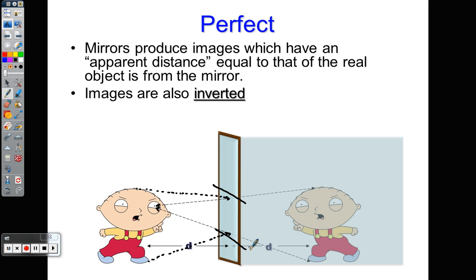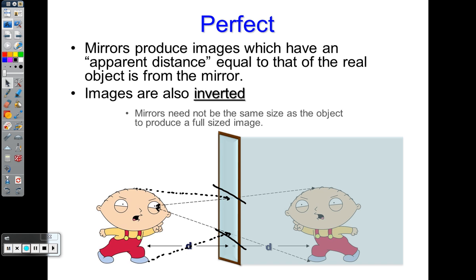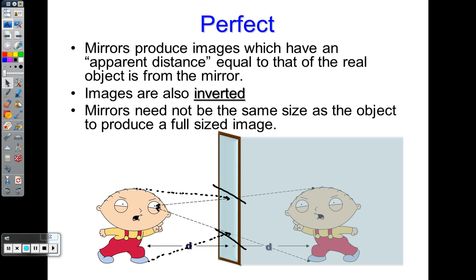Right? Because that gives the light rays that are bouncing off the mirror time to refract at a larger angle. And so you can see more. So, the area of the mirror does not have to be the same size as the object you're looking at. It all depends on the distance you are away from the mirror.